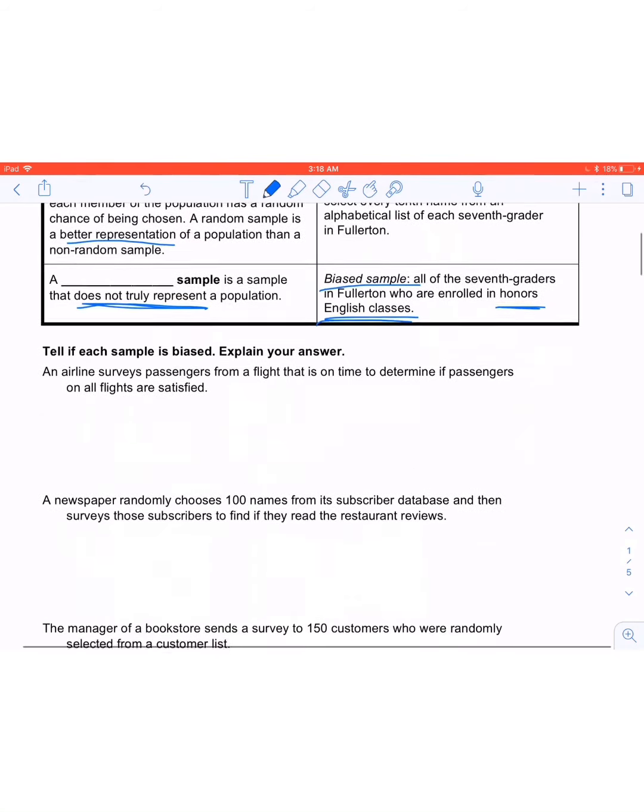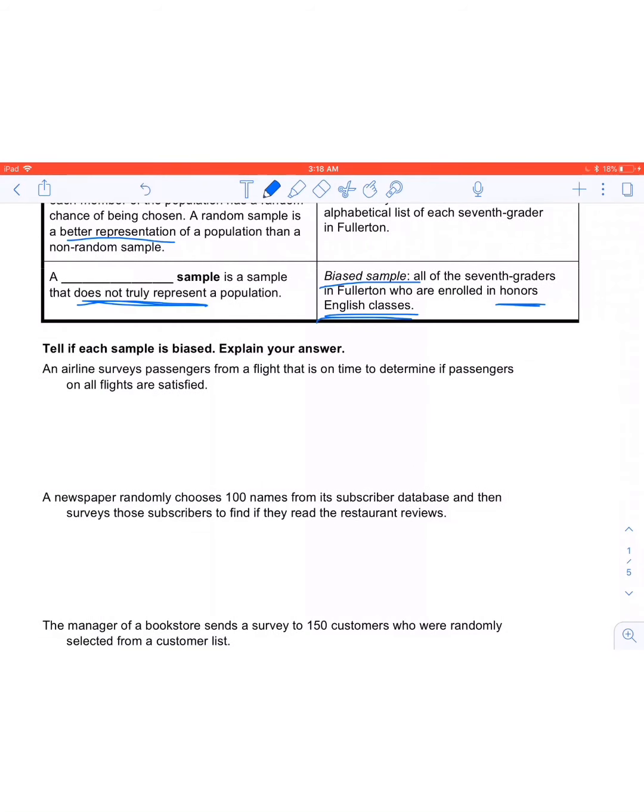So we're going to be looking at some of these examples down here and decide whether they're biased or not. So the first one says an airline surveys passengers from a flight that is on time to determine if passengers on all flights are satisfied. So their population is passengers on all flights, and they want to know if they're satisfied. And they only decide to ask passengers who were on a flight that is on time.